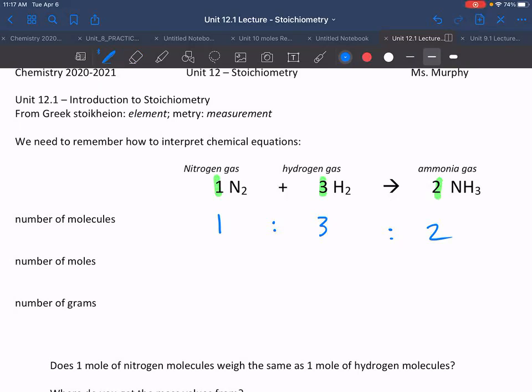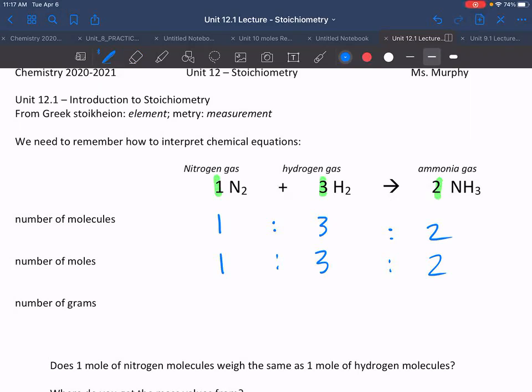And this can be used for the number of moles. So we learned that new unit, the mole. You can use the coefficients and ratios to compare moles to moles. So the ratio for the number of moles is 1 mole of N2 for 3 moles of H2 and 2 moles of NH3. What about grams though? Can we just use the coefficient for the number of grams we have? No. We have to use the periodic table.